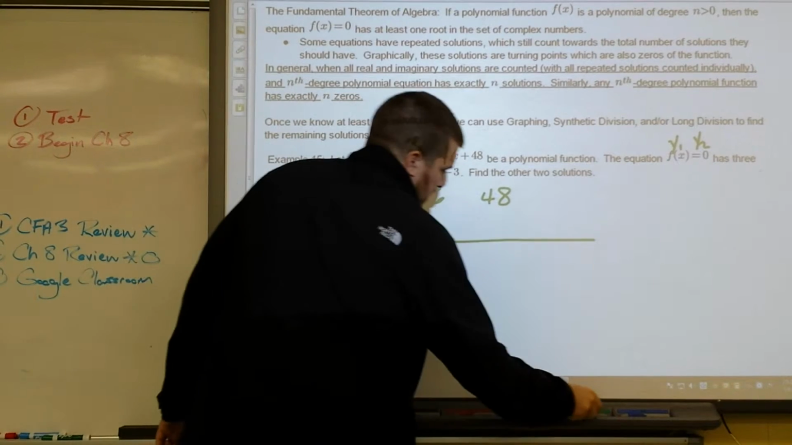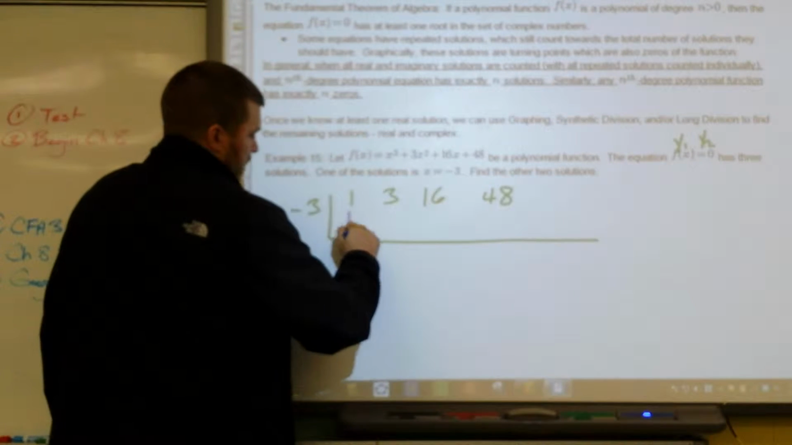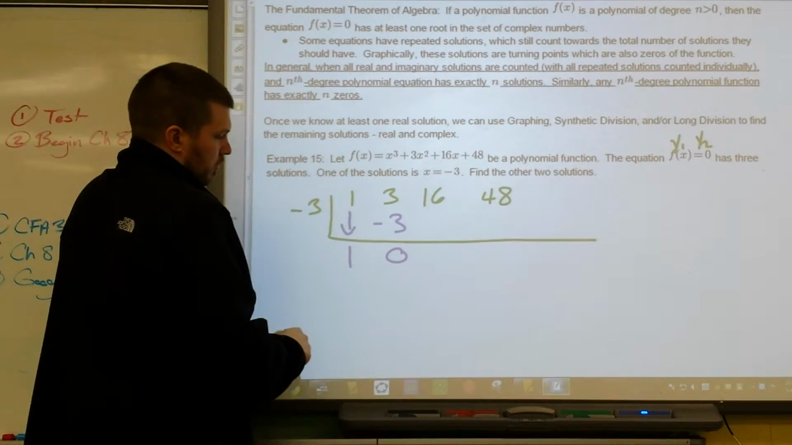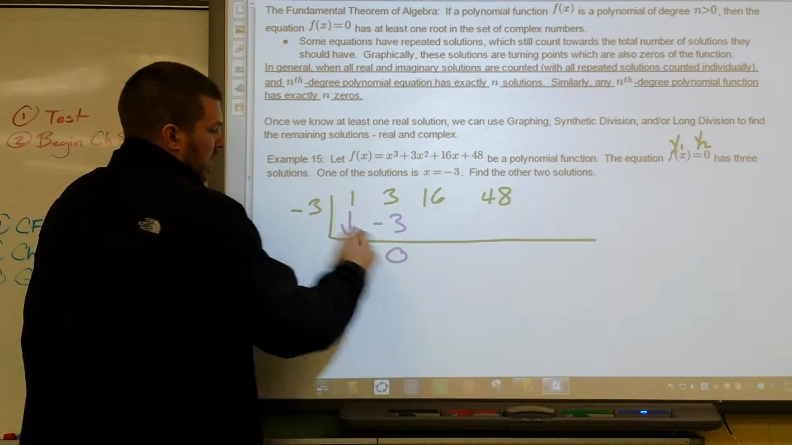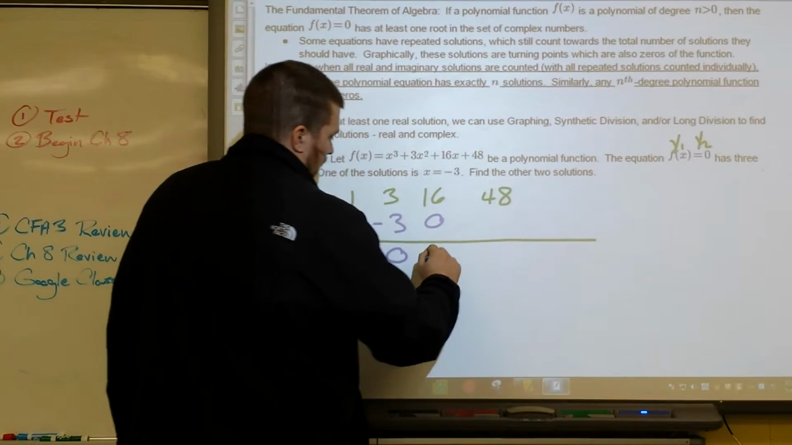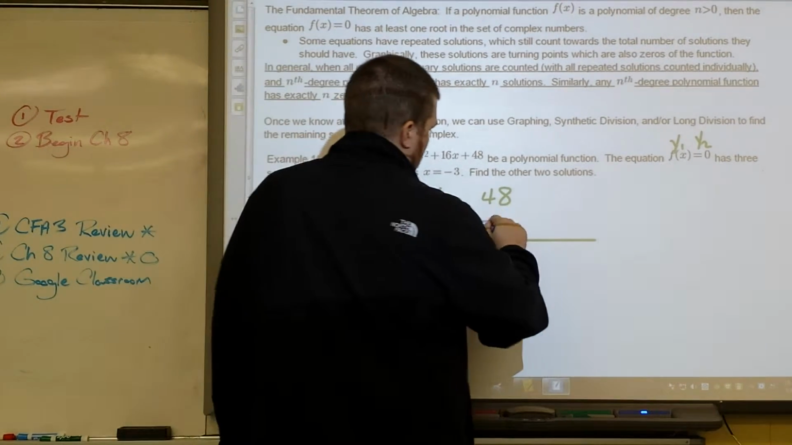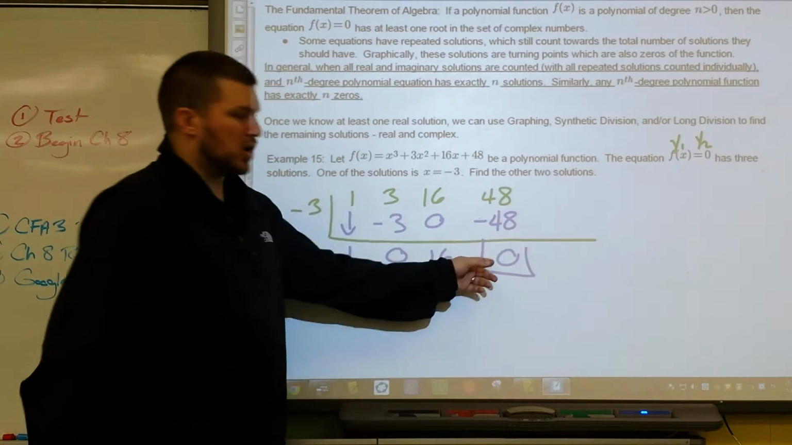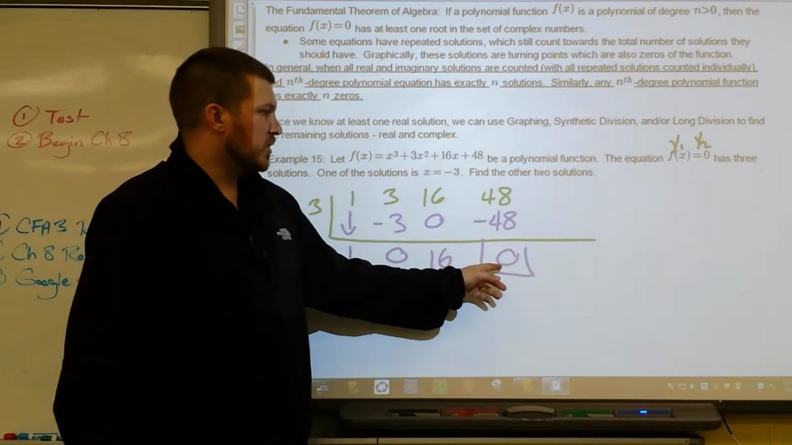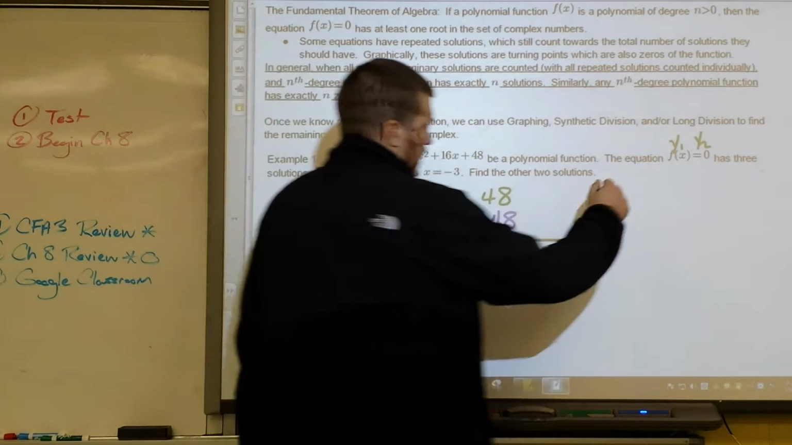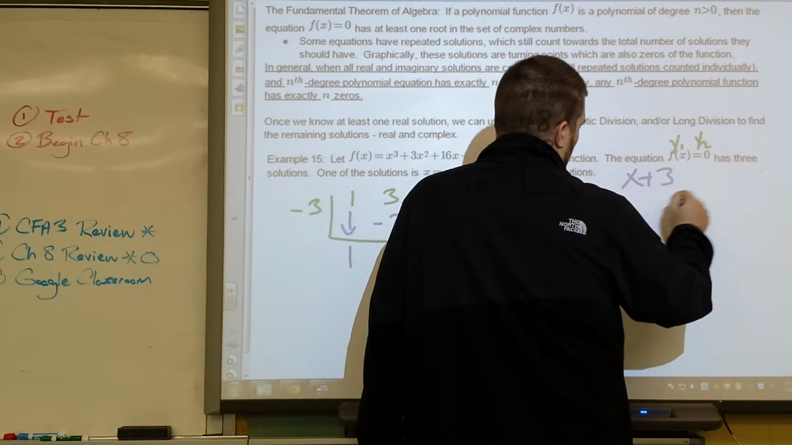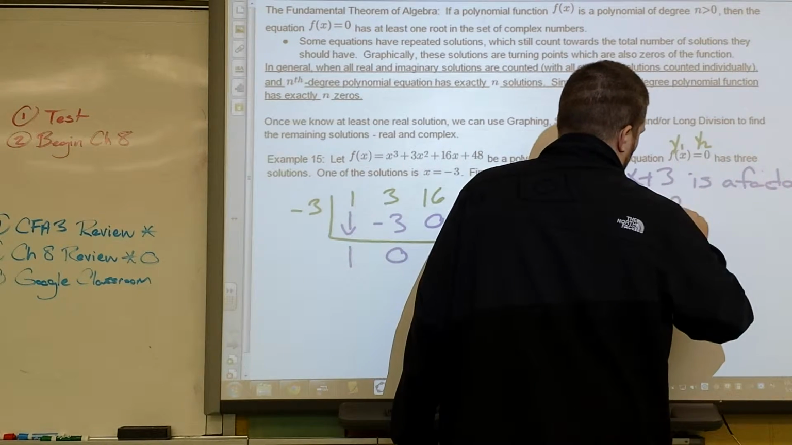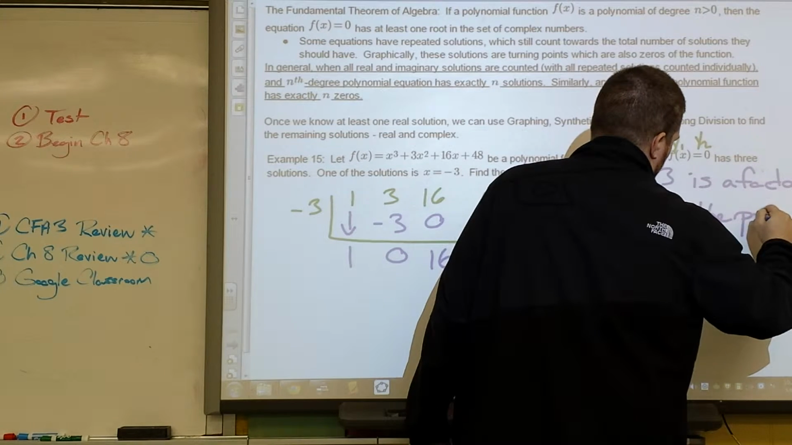The pattern for synthetic division is we start by bringing it down, then we multiply, then we add. Now we just start repeating: multiply, add, multiply, add. Remember, this last number is called the remainder. Since we know the remainder is 0, that means the factor x plus 3 is a factor of the polynomial.